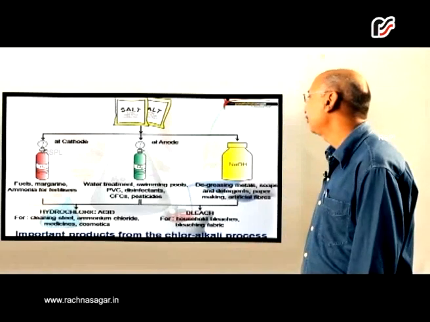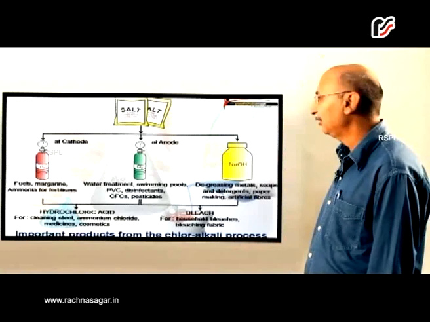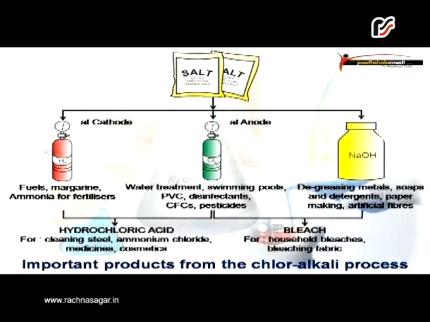Here we are going to show the electrolysis of brine solution, that is a saturated solution of sodium chloride. When you electrolyze sodium chloride aqueous solution, at the cathode hydrogen gas is formed. This hydrogen gas is used as a fuel, for margarine, and for ammonia for fertilizer.